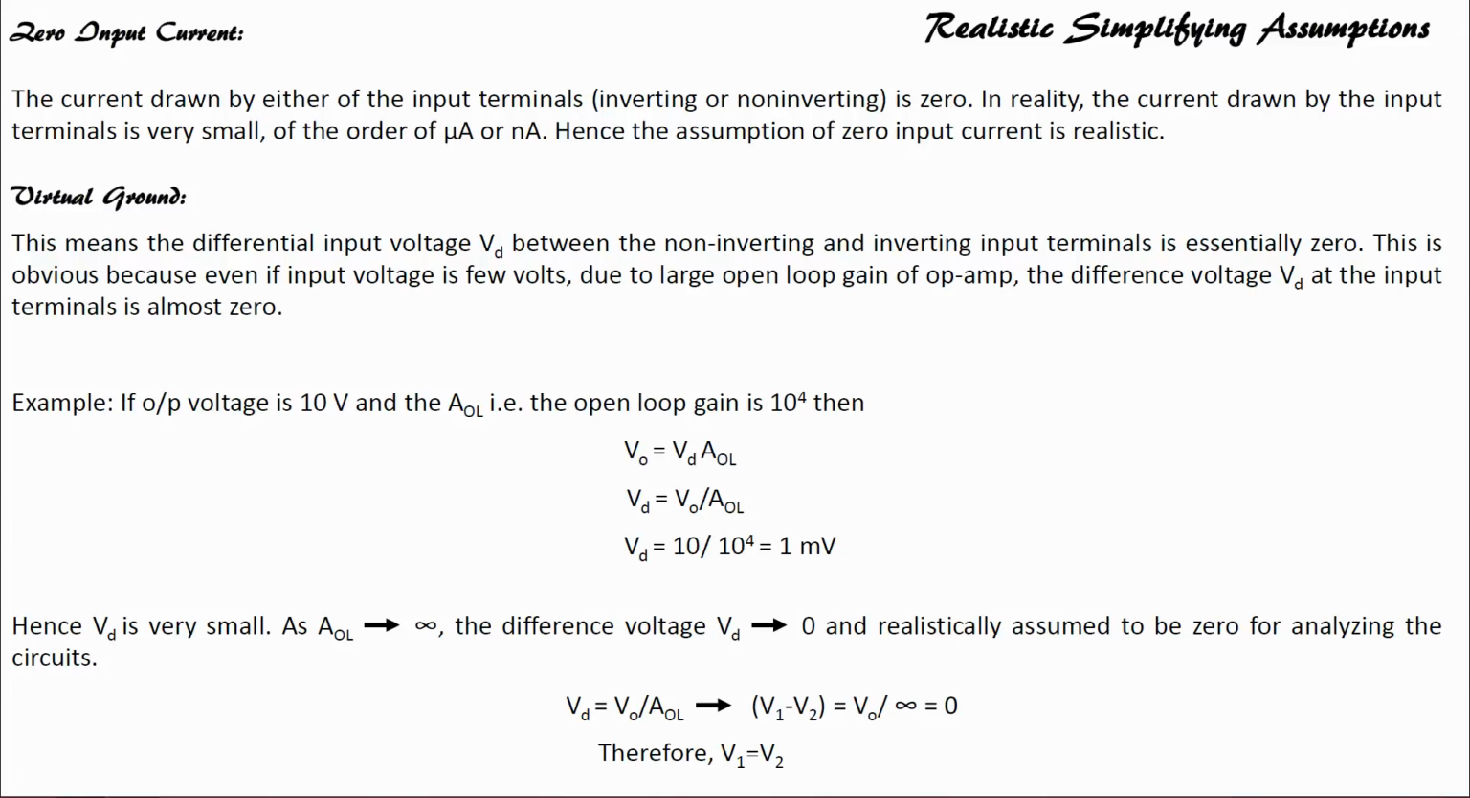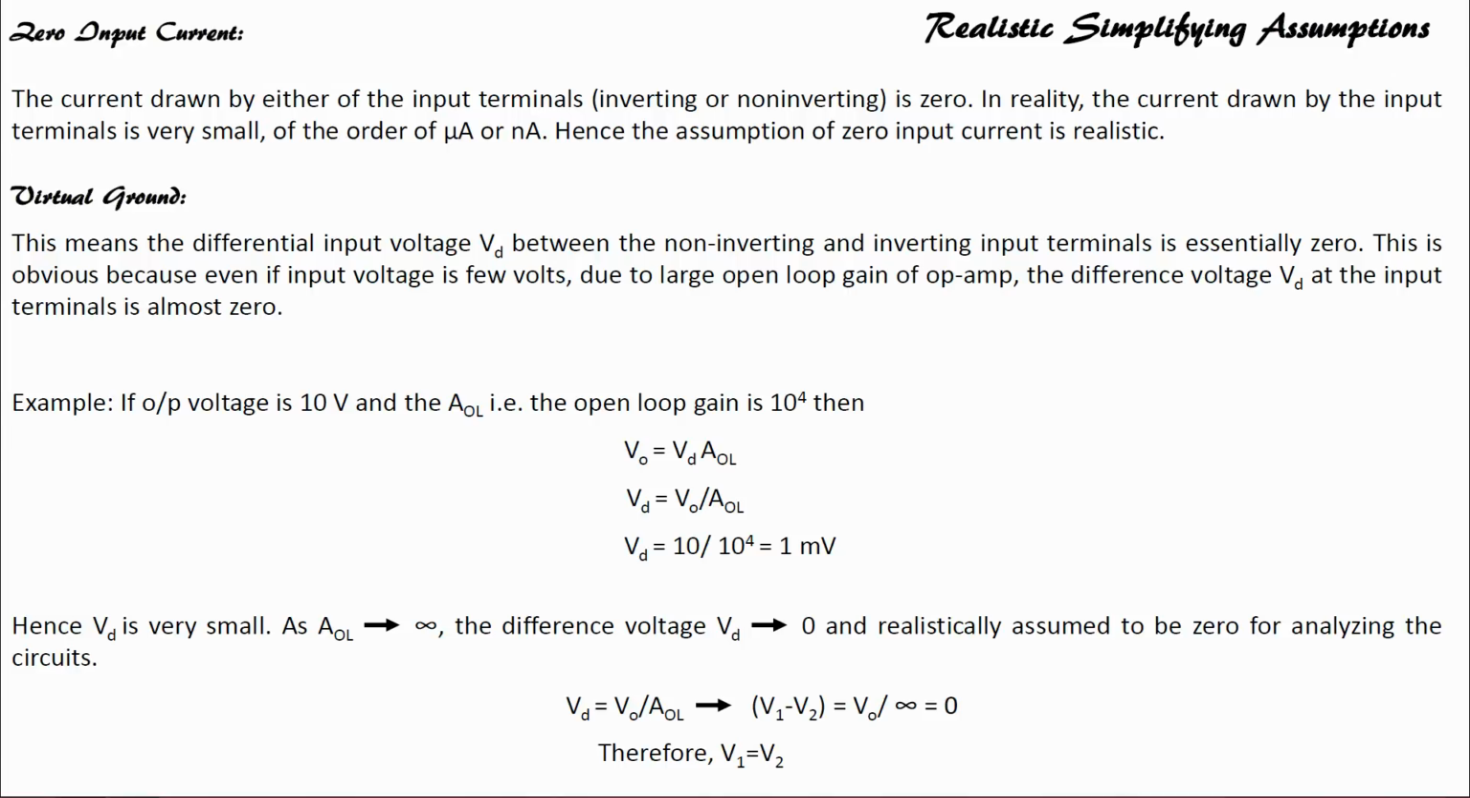Zero input current, right. What is that? The current drawn by either of the input terminals is 0. In reality, the current drawn by the input terminal is very small, of the order of microampere or nanoampere. Hence, the assumption of 0 current is realistic. These are all realistic simplifying assumptions. Ideally, the current drawn by the input terminal should be 0, but practically when we measure it, it is about microampere to nanoampere, which is close to 0. Hence, the 0 assumption is realistic.